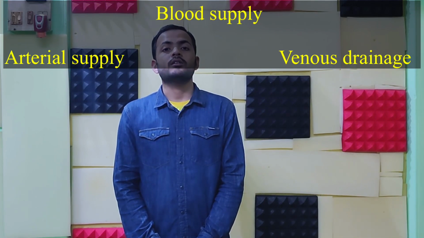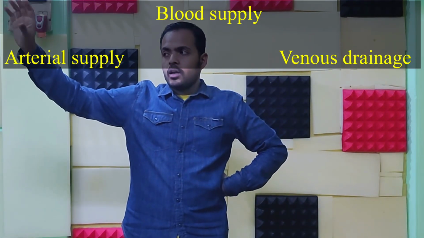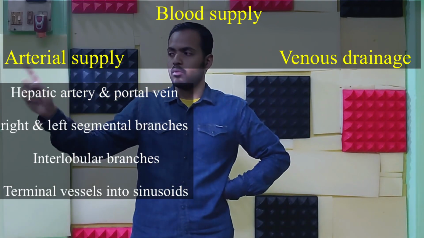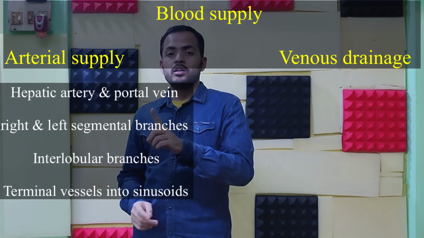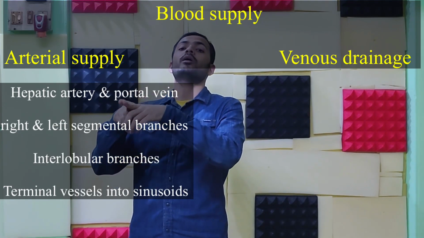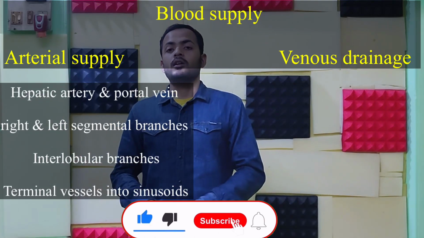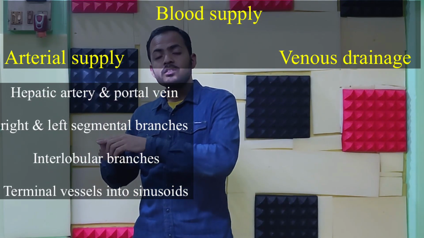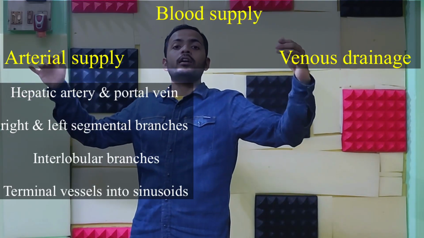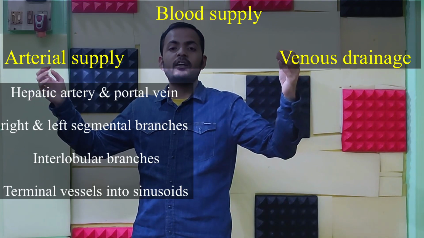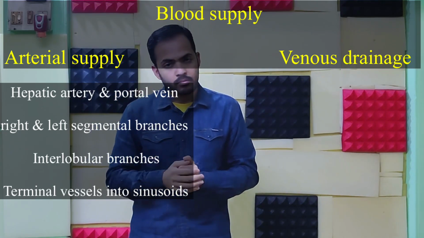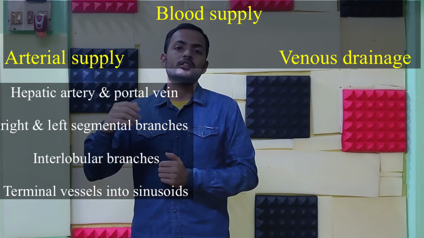In blood supply, we are getting two segments as usual: arterial supply and venous drainage. In arterial supply, this liver is nourished and oxygenated via the hepatic artery and portal vein. Now, this hepatic artery and portal vein stay together always, and when they enter into the liver, they divide into a right segment and a left segment. Now, these segmental vessels are again subdivided into interlobular branches. These interlobular branches are again divided into end arteries, or end terminal vessels. Okay, now these terminal vessels enter into the hepatic sinusoids. Okay, I will talk about these things, hepatic sinusoids, in special videos, not now.